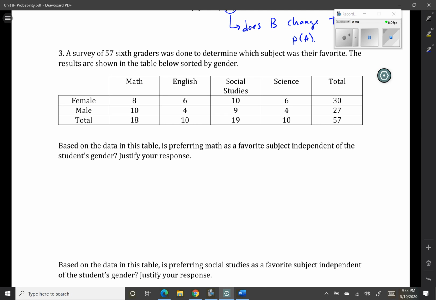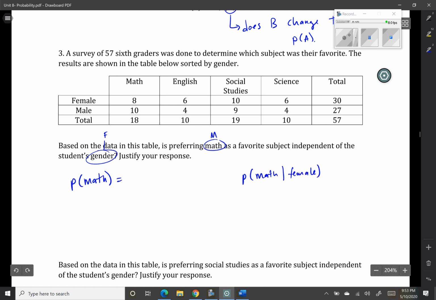So we have two events. Probability of math, we'll call that M, and gender. Gender could be male or female. Since we're already using M for math, let's use female. You could have used male if you wanted to. It really doesn't matter. You're going to get the same result whether you choose male or female. So, to be able to see if these two events are independent of each other, I need to find two probabilities. I need to find the probability of liking math, and I need to find the probability of liking math given the fact that you were a female or male, whichever one you wanted to do. I'm going to go with female here.